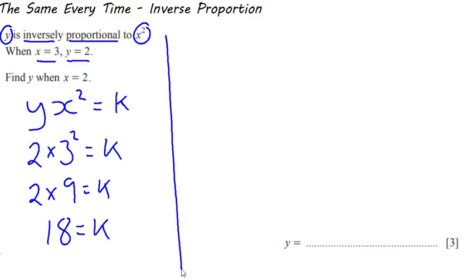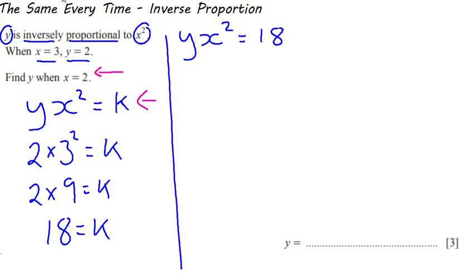So I've already done 2 parts of the question. I've used the information in the first line and the information in the second line. Now the third line gets me the final mark, but what I have to do next is write my equation again, this one, but using the actual number for k, not the letter for k. So y times x squared now I know equals 18. So y times x squared equals 18. And then I'm on this part here, so find y when x equals 2.